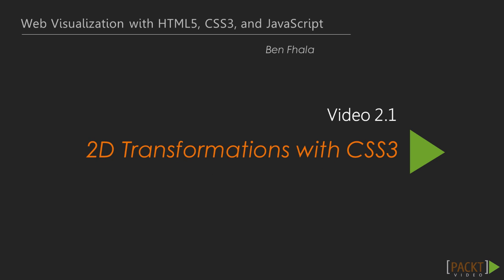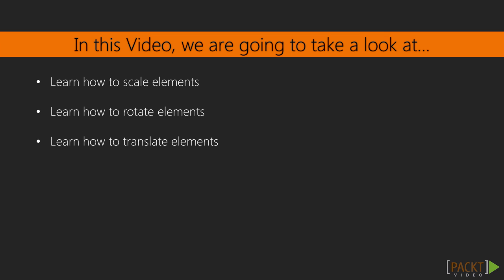In our first lecture, we're going to learn about 2D transformations. And in them, we're going to learn about the three main ways you create transformations: scaling, rotating, and translating. So let's jump right into it. Let's start scaling, rotating, and translating.